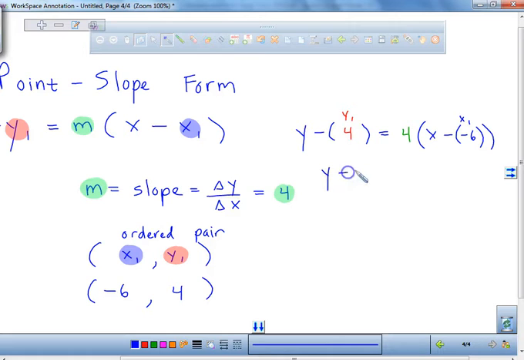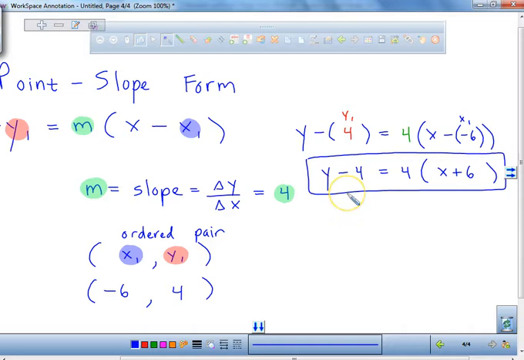Y minus 4 equals 4, open parentheses. What's going to happen here? It's going to be x minus a minus. What's that going to change it to? A positive. So this will be x plus 6. This is your answer in point slope form.